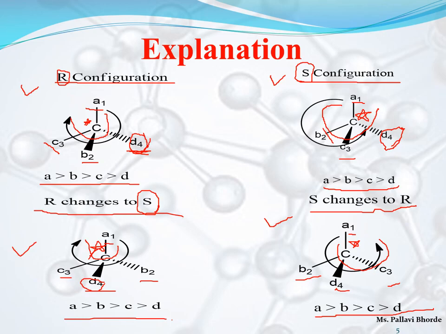How will you confirm the answer? By looking at the 4th priority group. Now this is above the plane because the bond is a wedge bond. This is called above the plane or coming towards you. So your answer is going to change now. What answer have we got? It was S, but now it is going to change. So S changes to R, and R is your final answer for this kind of example.